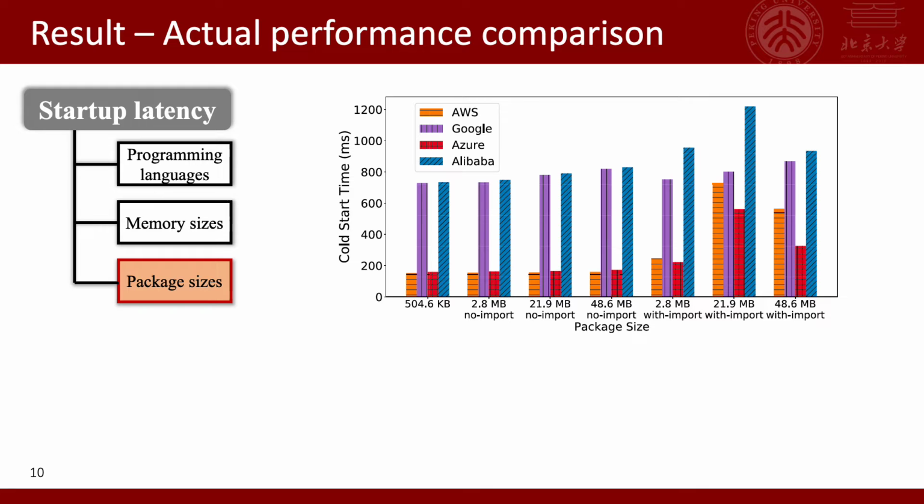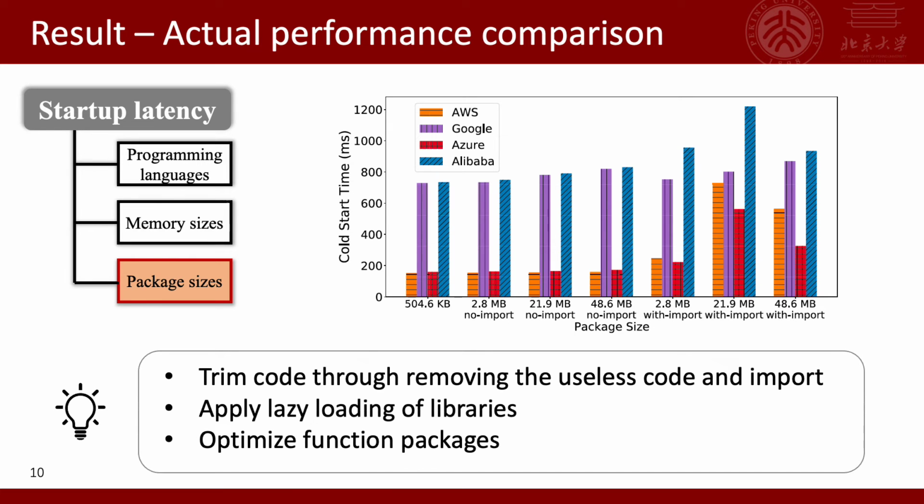We also compared the effects of package size on cold starts. We found that loading redundant libraries can introduce non-negligible cold start times. Therefore, developers need to prune their code, for example, removing useless code and imports, and apply lazy loading of libraries to alleviate function initialization overhead. It is best for cloud vendors to provide relevant tools to help developers optimize their function package before deployment.